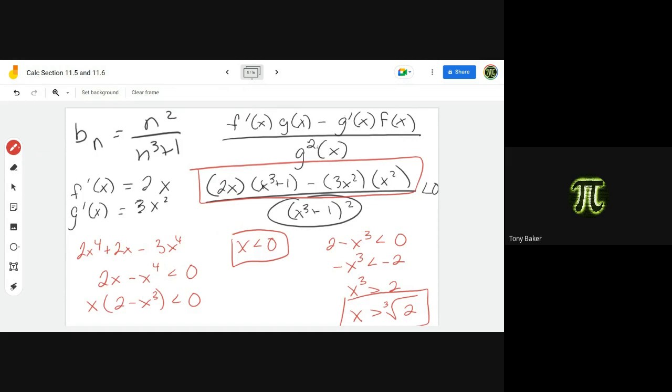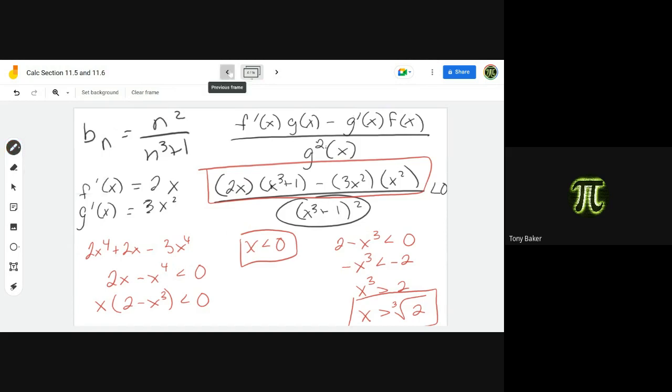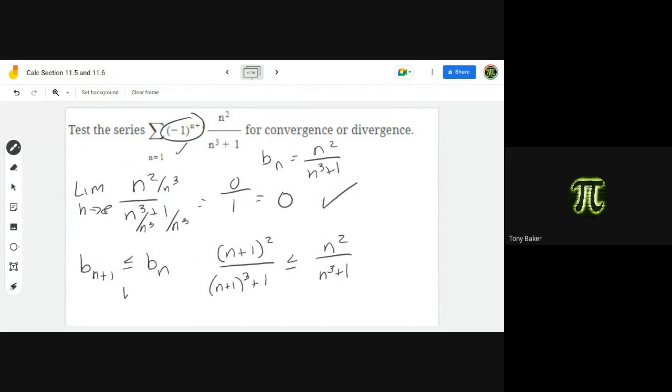Just like the problem where it was decreasing when it was greater than e, as long as it's going to decrease at some point, like generally decrease, we can use the test. So b(n plus 1) is less than or equal to b(n). So this shows that it decreases. So that works. Therefore, this series converges.